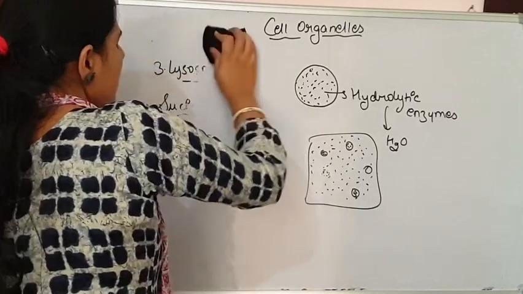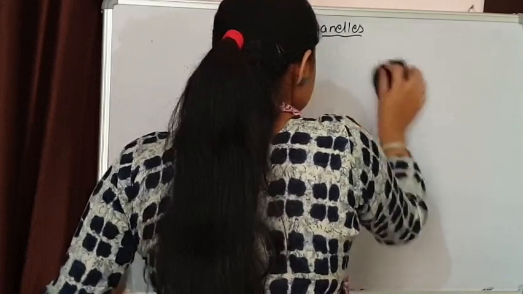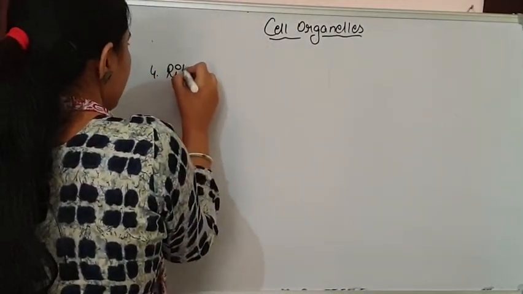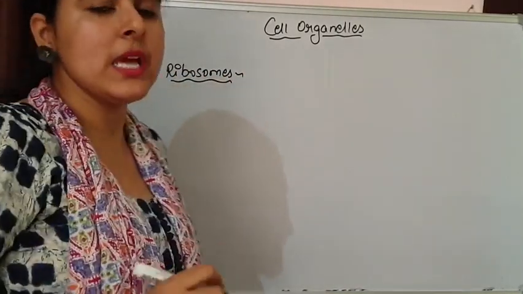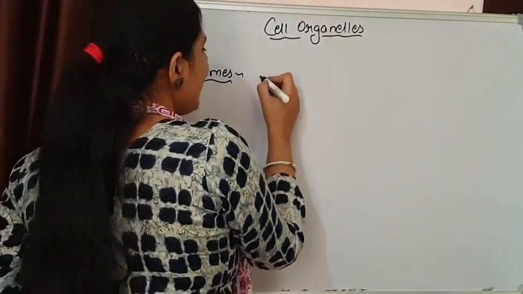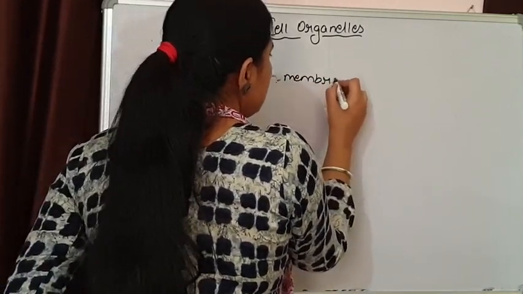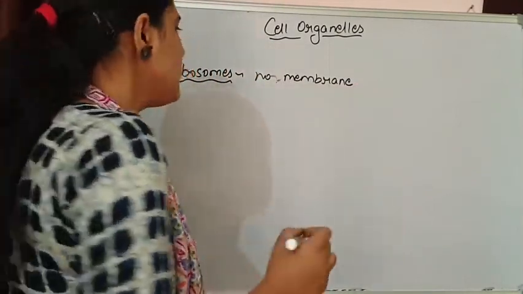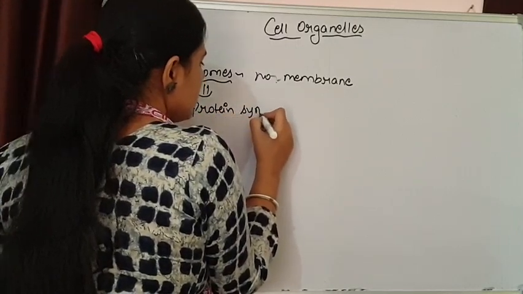Another organelle is ribosomes. Ribosomes are again very small circular organelles, and these are not bounded by any membrane, or you can say no membrane is present in ribosomes. One single function that is performed by ribosomes is that they are involved in the process of protein synthesis.